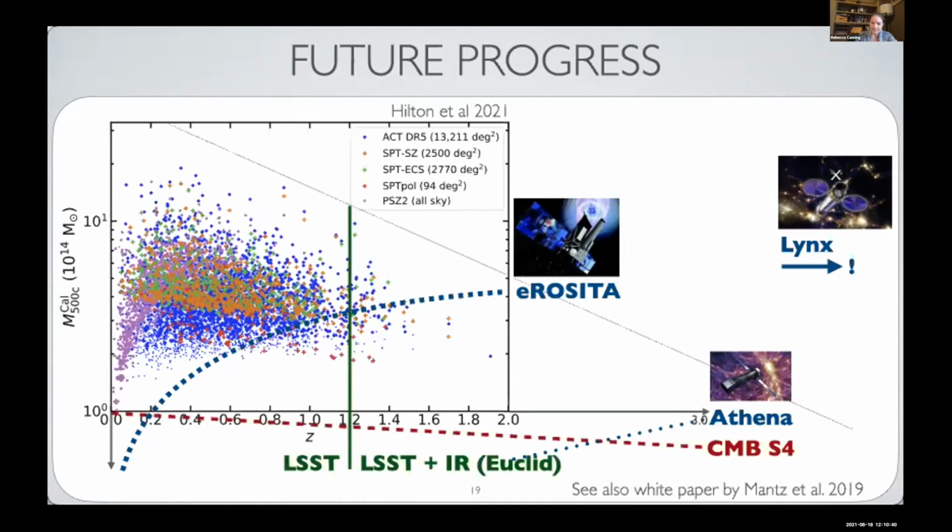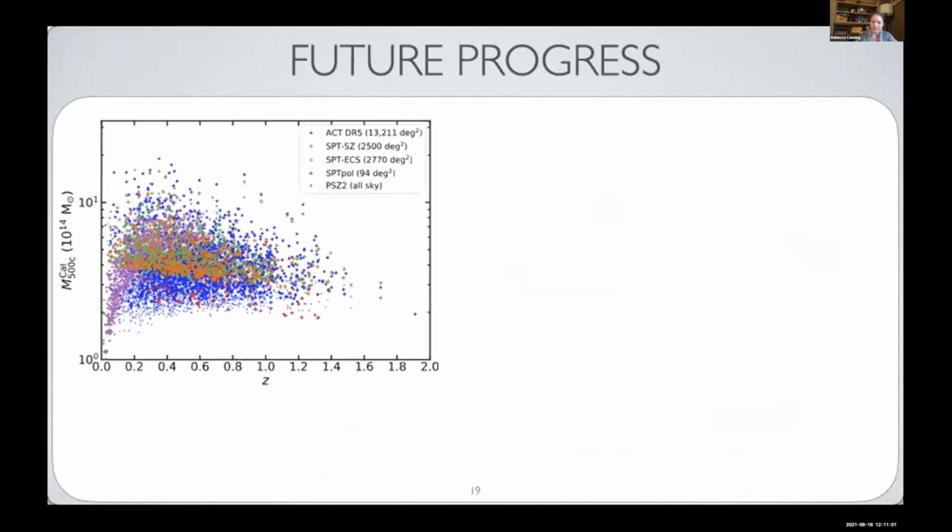It's not all X-ray telescopes. We have CMB Stage 4, which is simply going to be an incredible cluster finder. And there are also clusters going to be identified from LSST, and from LSST combined with other infrared telescopes as well, which will push us both down the mass range and to high redshifts. So that's from the cluster side.